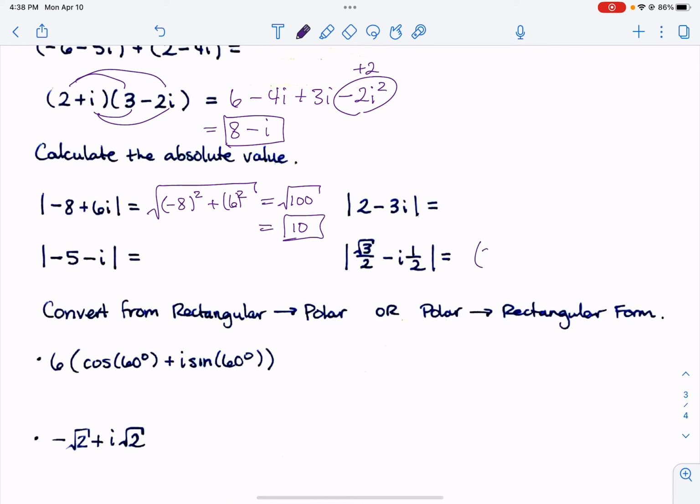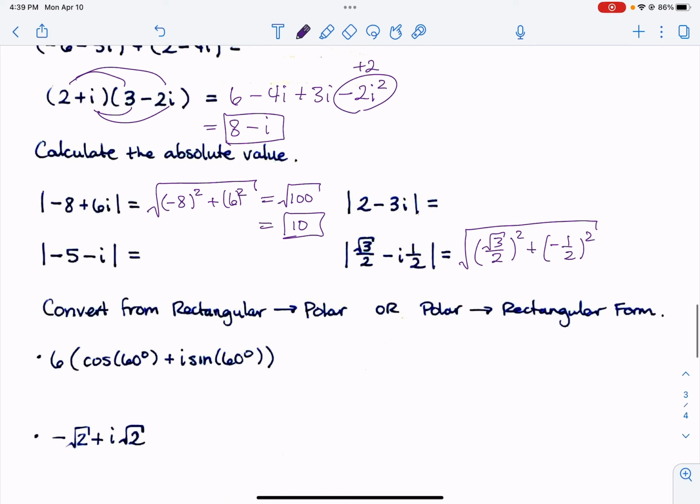So again, use the same formula. So this squared plus squared, square root. Well, we get 3 over 4 plus 1 over 4. And that turns into 4 over 4 inside of a square root. Oh, hey, that's equal to 1.